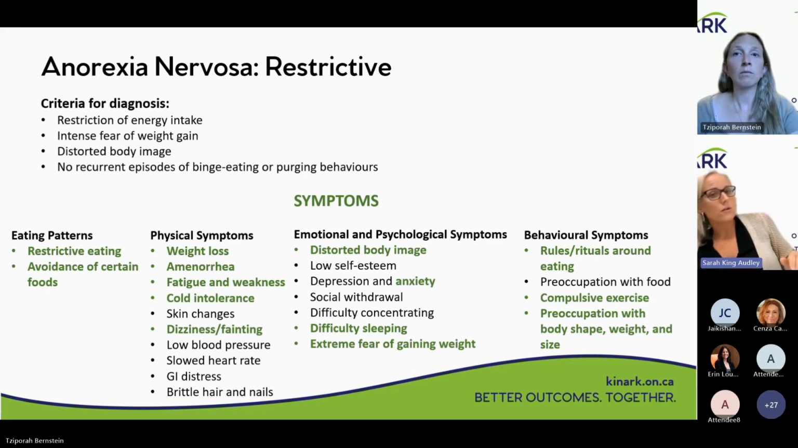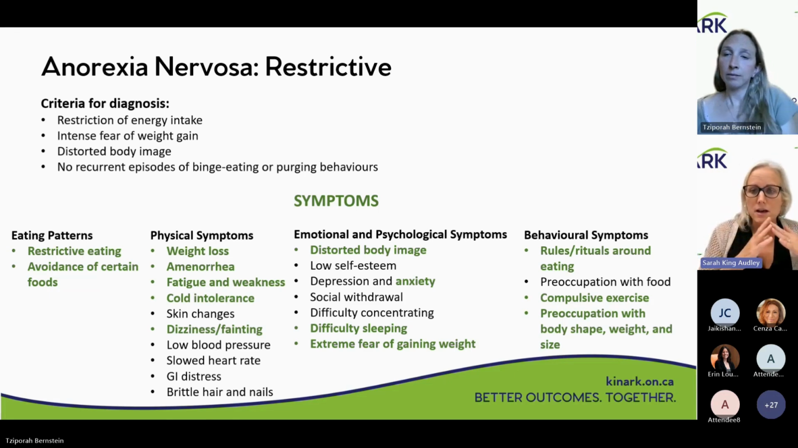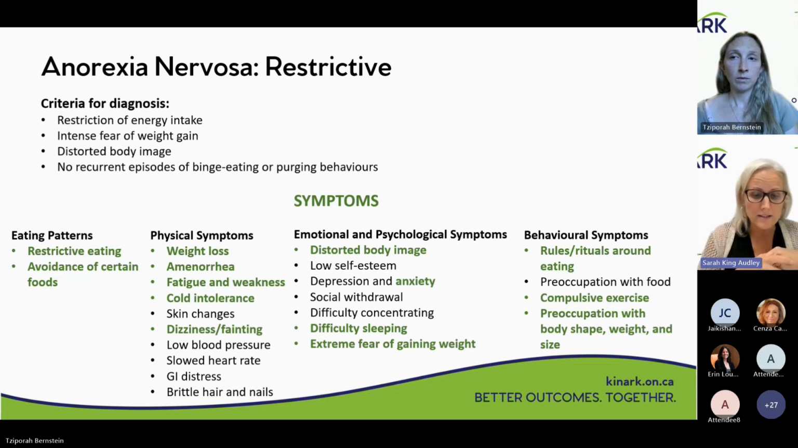In terms of the criteria for diagnosis for anorexia, the main criteria, and this is described by the DSM-5 as a mental health disorder, mental health diagnosis for anorexia, is restriction of energy intake, which is relative to requirements leading to significantly decreased body weight within the context of age, sex, height, and the developmental trajectory for that individual.